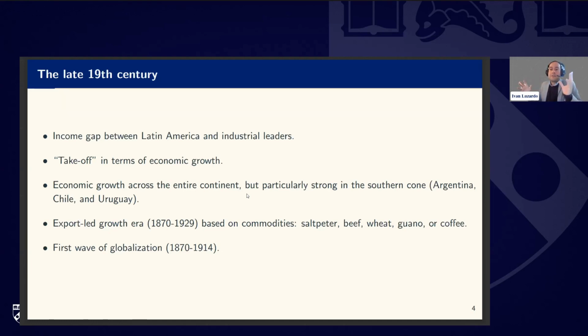So we have a manufacturing sector that essentially focused on internal markets. And in the late 19th century, at global level, this is the period of the first wave of globalization. But just to bear in mind that in the case of Latin America, we can essentially assume that globalization went up to the late 20s, essentially up to the Great Depression.